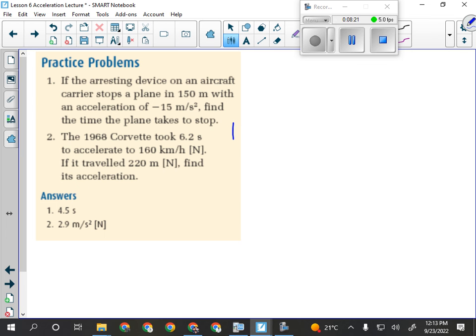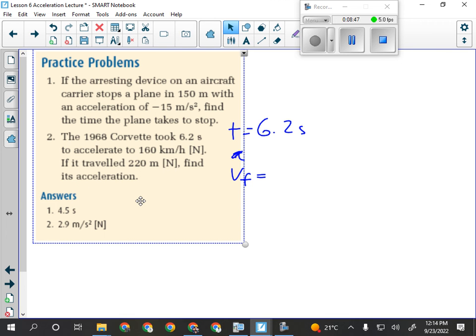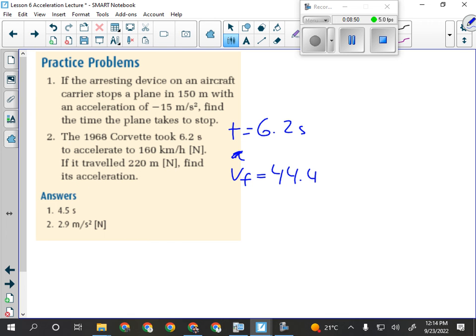So our time is 6.2 seconds. Our initial velocity is unknown. They don't tell us. I can't assume that it was 0 because they don't tell me that. But it does accelerate to 160 kilometers per hour, which I have to convert to meters per second. So 160 divided by 3.6 is 44.4 meters per second, and it travels 220 meters north in that time. Find its acceleration.